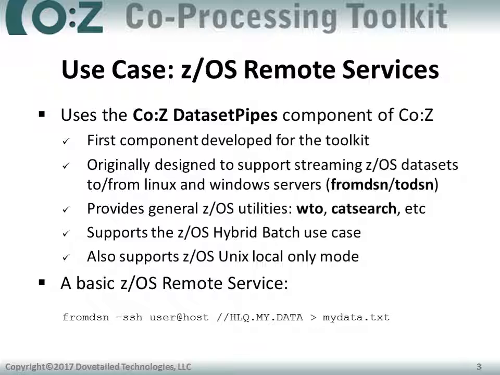Okay, let's look at how a basic Dataset Pipes command, from DSN, supports a ZOS Remote Services use case. This command can be run on a Linux server. It connects to a ZOS host using SSH, streams the MyData dataset contents from ZOS, and by default converts EBCDIC characters to ASCII, saving the data in a Linux file called mydata.txt. A command like this can be run interactively or included in a scheduled workload.